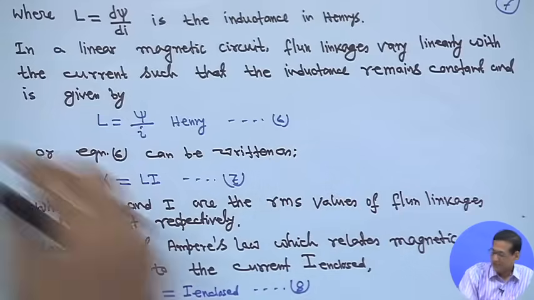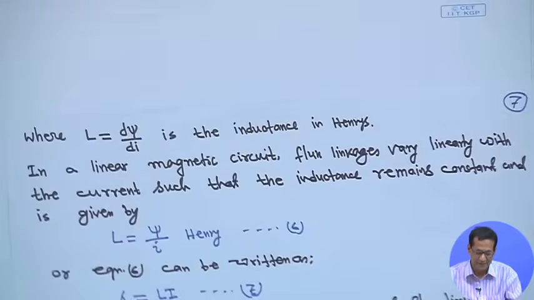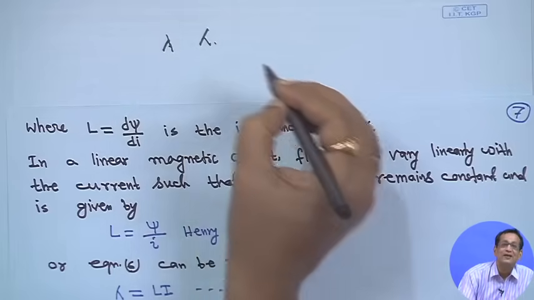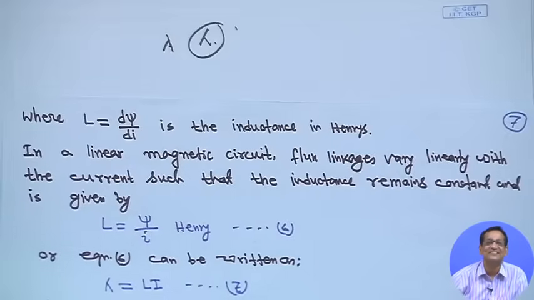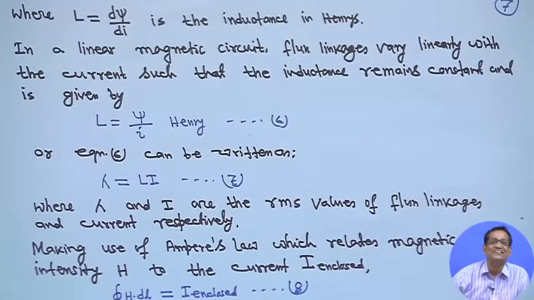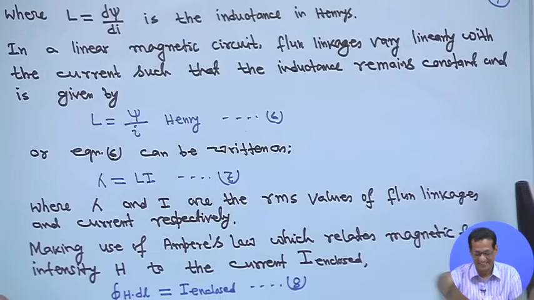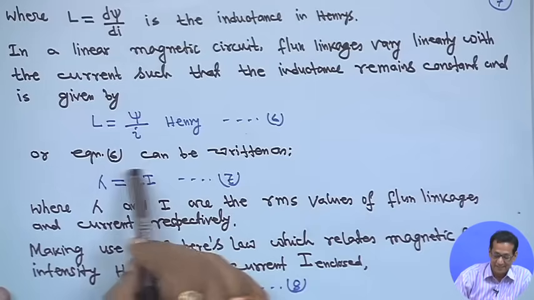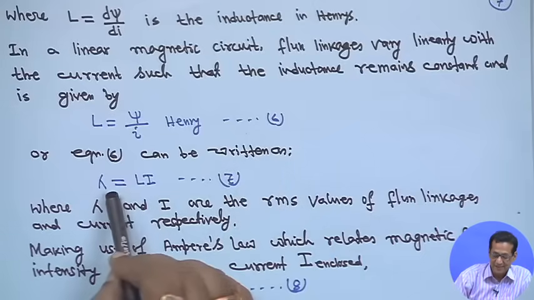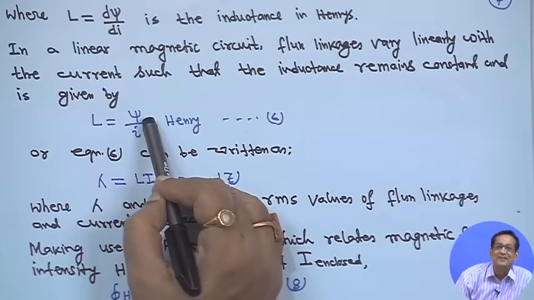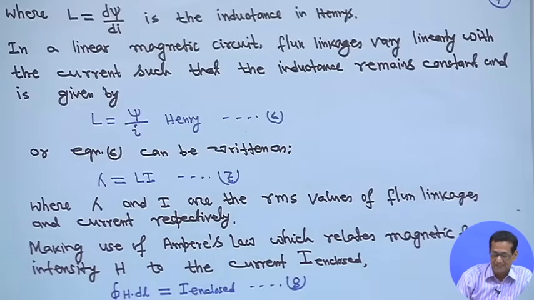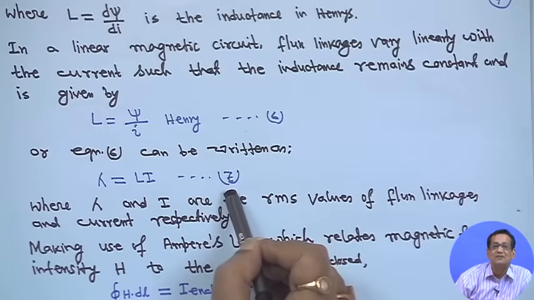One more thing I would like to tell: actually the lambda symbol is like this, but my habit has become to write lambda like this. So, throughout this I have to use this, so there should not be any symbolic change or anything. This psi we use as lambda, as flux linkages. So equation 6 we can write that lambda is equal to L I, where lambda is equal to psi, flux linkages, but representing it by lambda now, and lambda and I are the RMS values of the flux linkages and current respectively. This is equation 7.